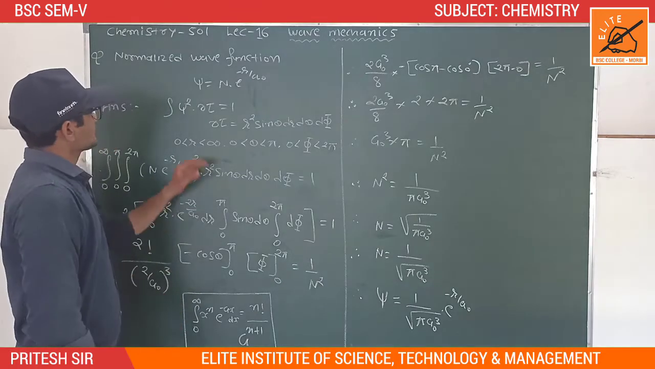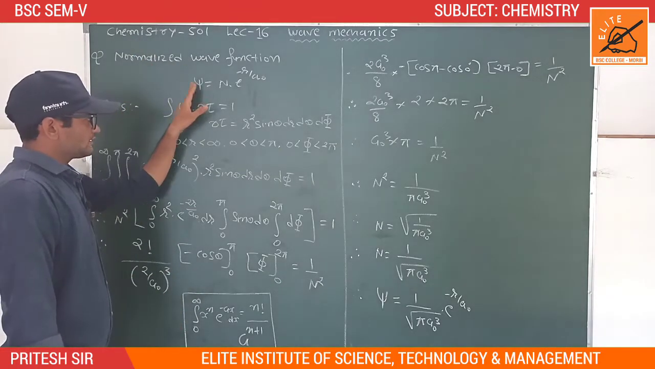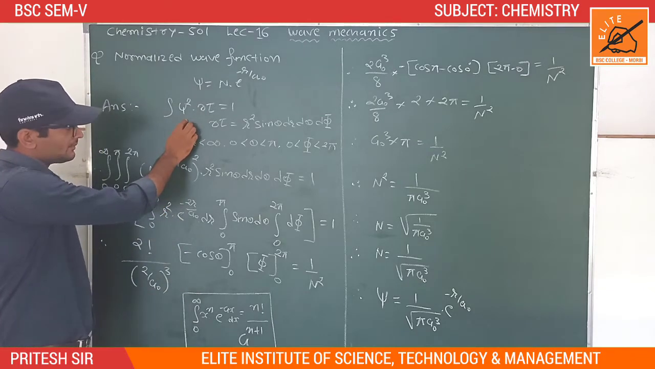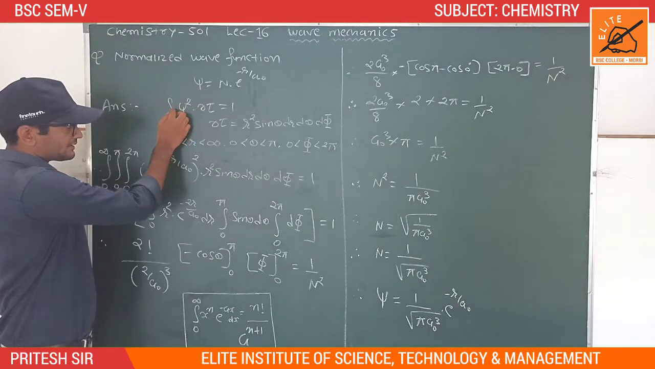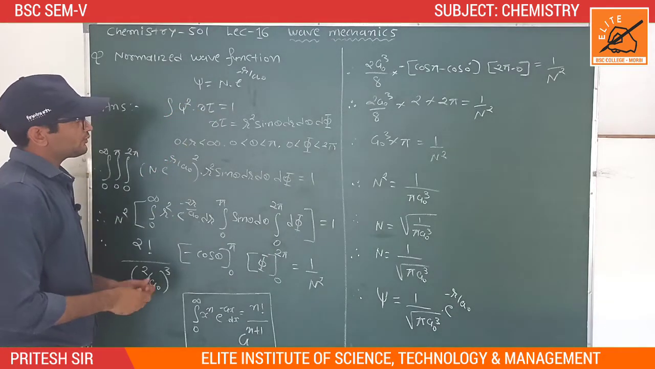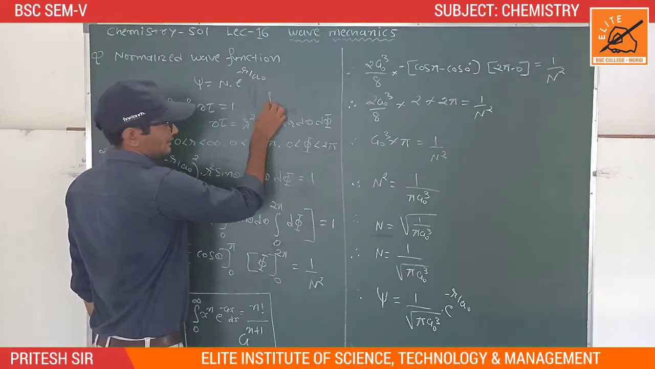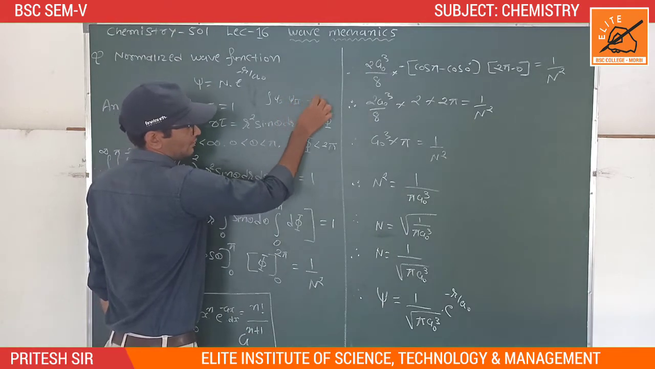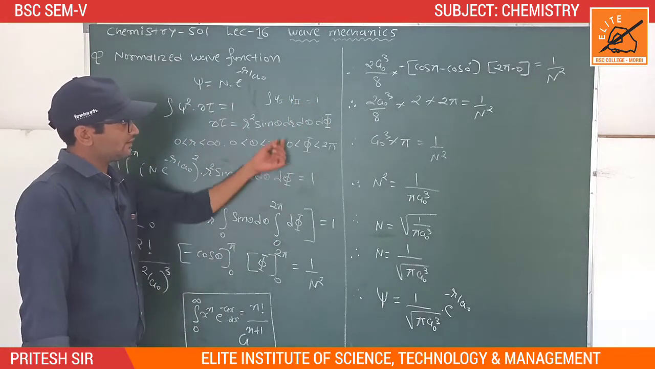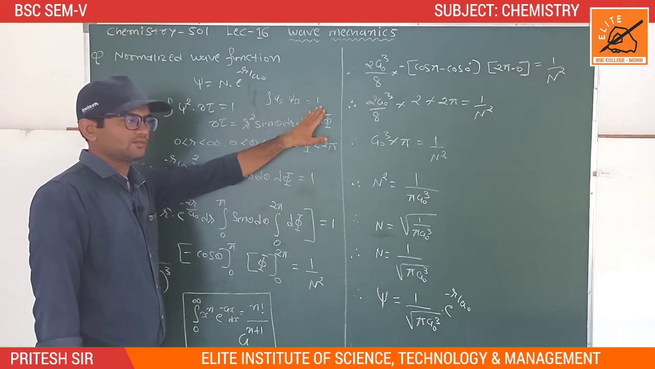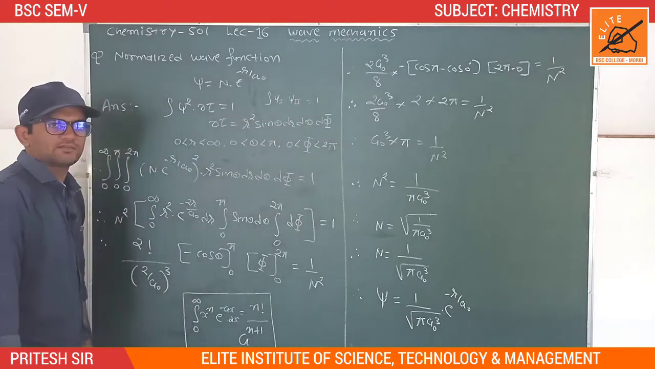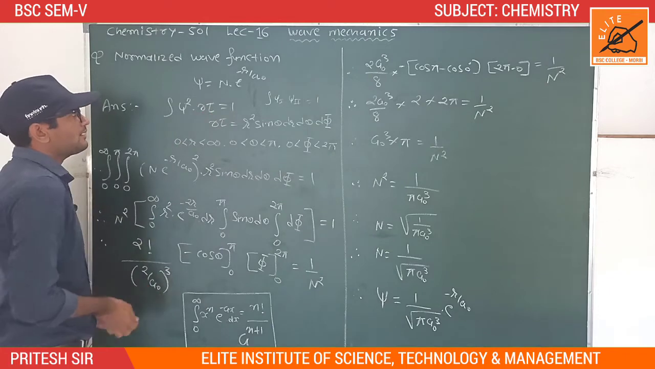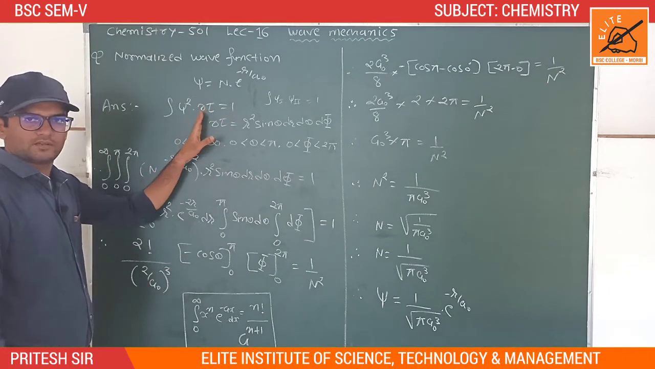First, what is the normalization condition? Suppose a function is normalized, then the integration of the square of that function is equal to 1. If two different functions are given, the integration of psi 1 into psi 2 is equal to 1, meaning the product of two different wave functions integrated is 1. If only one wave function is given, the integration of the square of that wave function is equal to 1. In this case, first we need the volume element.